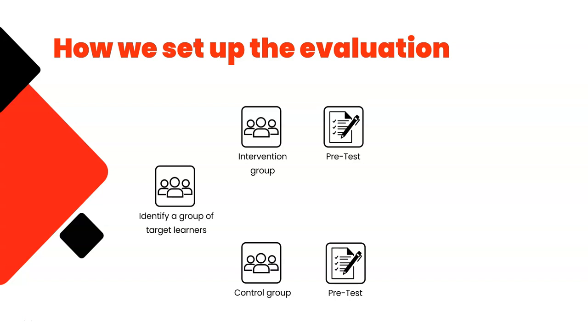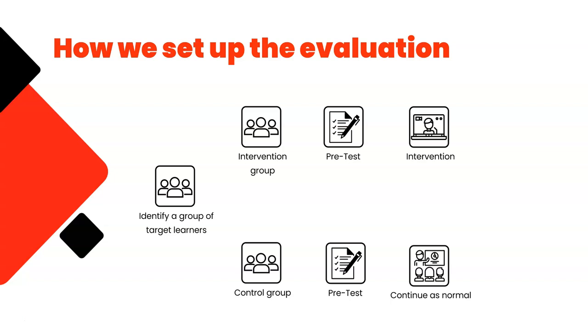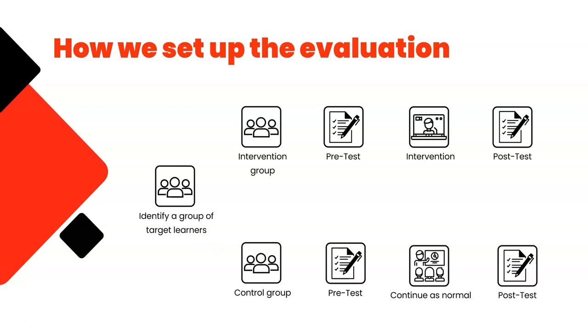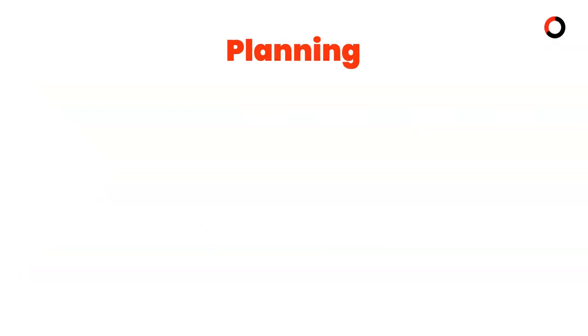You'll then complete the pre-assessment spelling test with both groups. The intervention group will have the intervention delivered weekly with the teaching assistants, and then the control group will continue as normal. And then at the end of the 5-week trial, both groups will complete the spelling test again. So let's look at this as a step-by-step process.